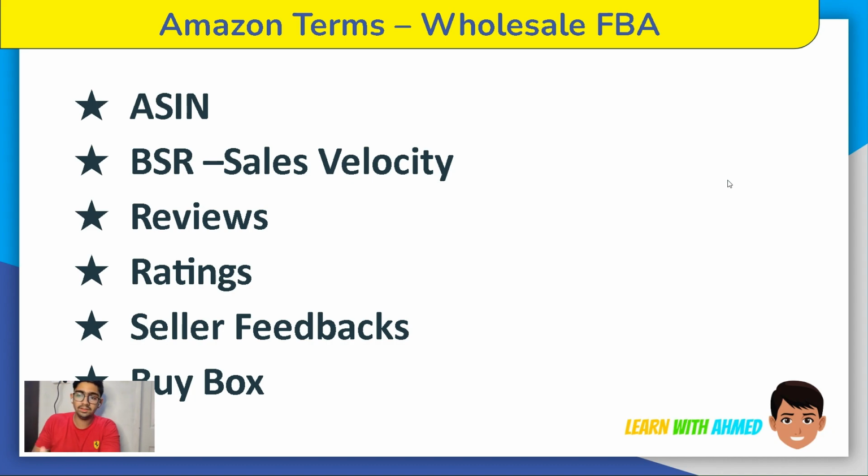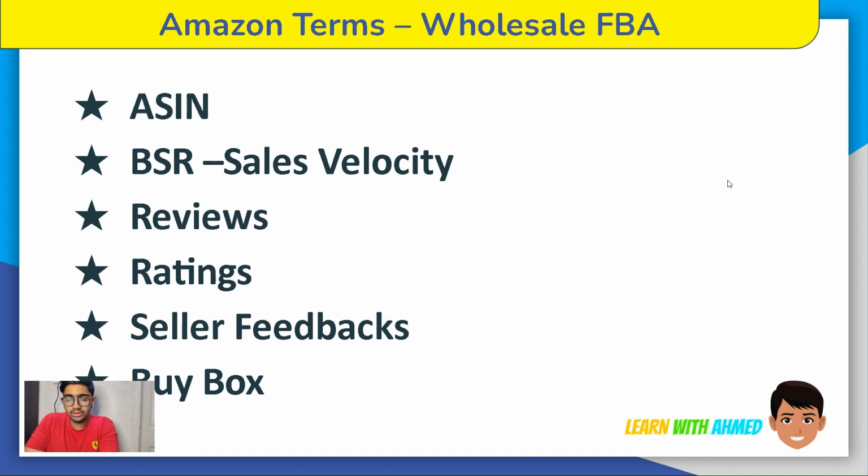Like if someone has one BSR in home and kitchen, that person has the greatest number of sales in the category home and kitchen. So it works like that. The lesser the BSR, the more the sales in that category, and the better the product has more sales.